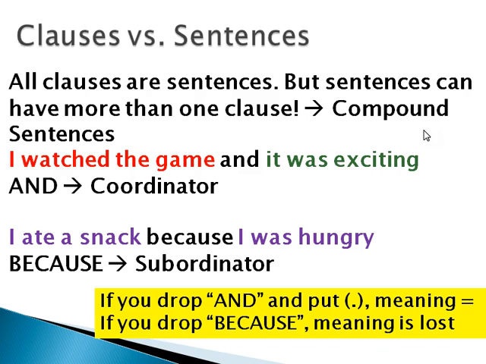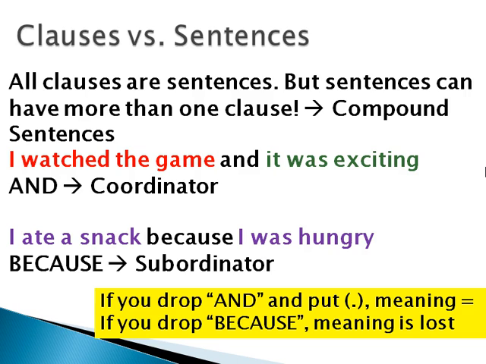Now, all clauses are sentences, but sentences can have more than one clause, from where we conclude that the clause is the most basic unit. Then we have compound sentences. Take a look. I watched the game and it was exciting. I watched the game is an idea that is enough on its own. If I tell you I watched the game, all of you understand what I mean. If I tell you it was exciting, you will probably understand the sentence without any kind of problem. Now, when I join these two sentences, I have a relationship of coordination. What is a relationship of coordination? When no part of the sentence is more important than the other.